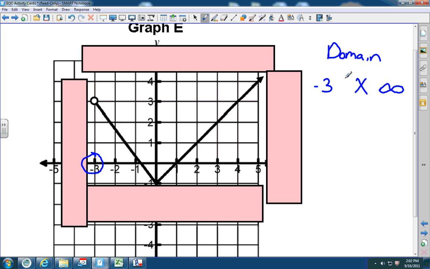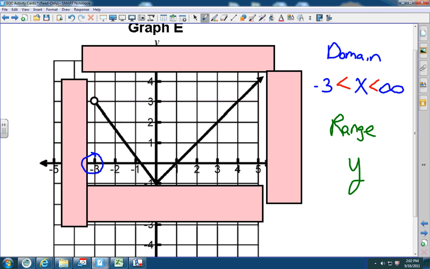Now you always use the less than, so let's put that in there. On the -3, it's an open circle, so I leave that alone. Now I said anytime we have infinity, we don't put the equal to sign, we just leave it as the less than. Now we have the range.